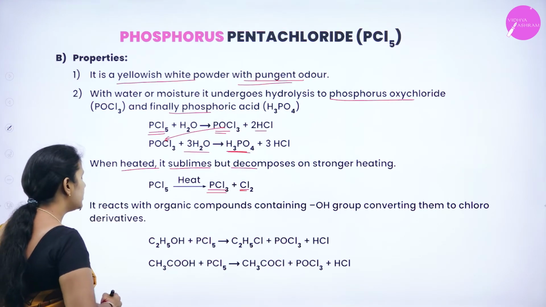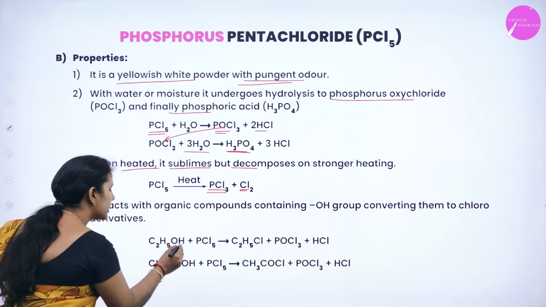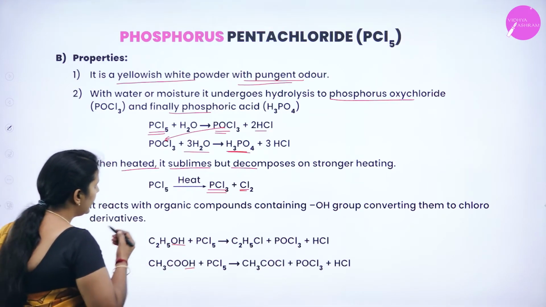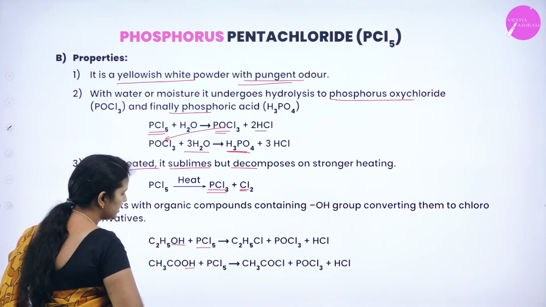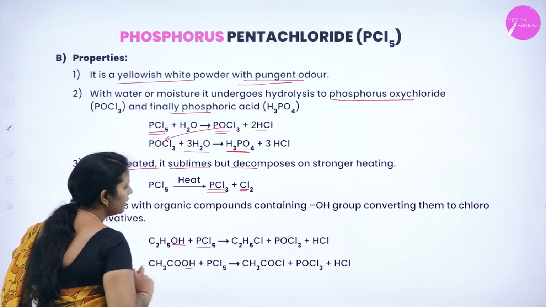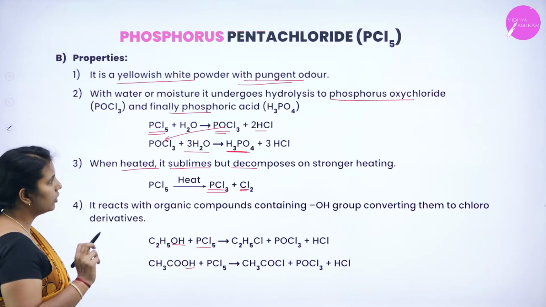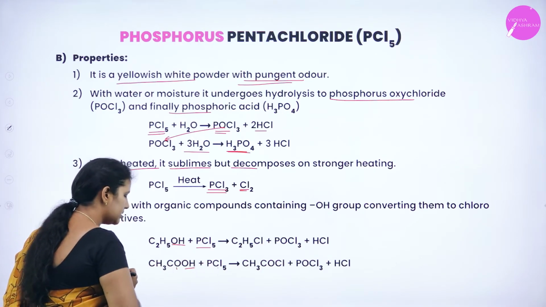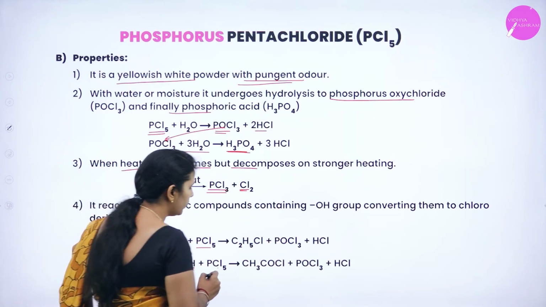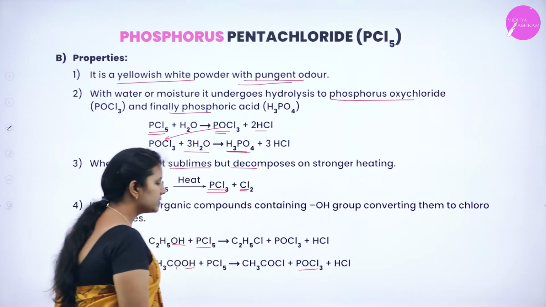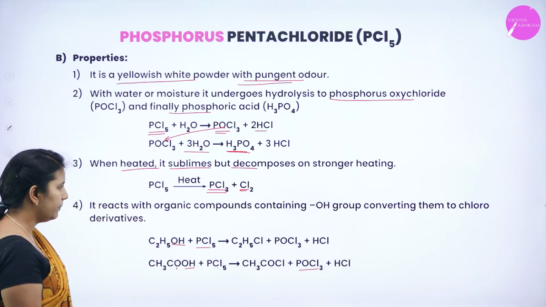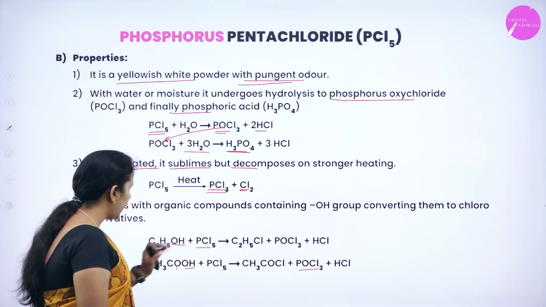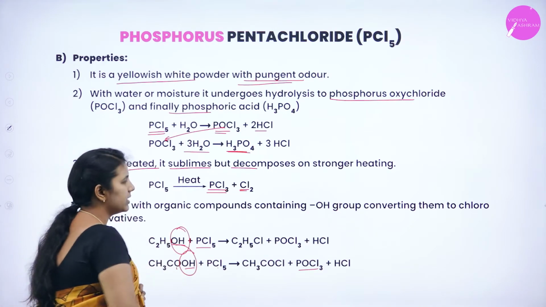Okay, it can also react with some organic compounds containing the OH group, such as acetic acid and ethyl alcohol. With ethyl alcohol, this PCl5 reacts and forms ethyl chloride with the formation of phosphorus oxychloride and also HCl. Similarly, acetic acid reacts with PCl5 which gives rise to acyl chloride, and also phosphorus oxychloride and HCl will be formed. This indicates that phosphorus pentachloride can also react with organic compounds which contain the OH as their functional group.